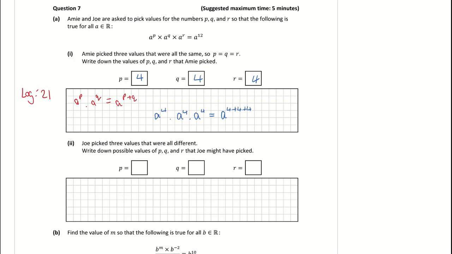Part 2. Joe picked three values that were all different. Write down possible values for P, Q, and R. Okay, so again, you're using log tables here on page 21, using the rule A to the P times A to the Q, and that is A to the P plus Q. So you're just looking for three values that add to 12. So I could use A to the 2 times A to the 4 times A to the 6, because that's the same as A to the 2 plus 4 plus 6, which is A to the 12. So I could use 2, 4 and 6. Look, many different values you could use there, as long as the three values you pick add up to 12.